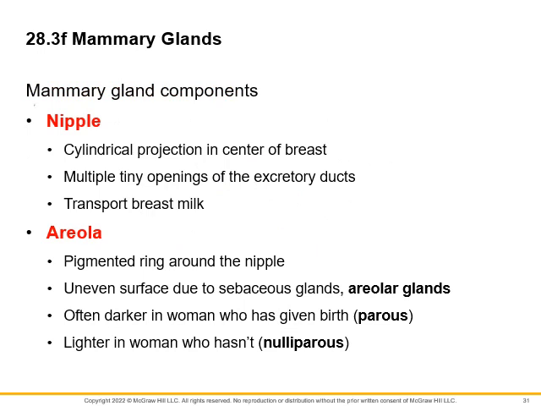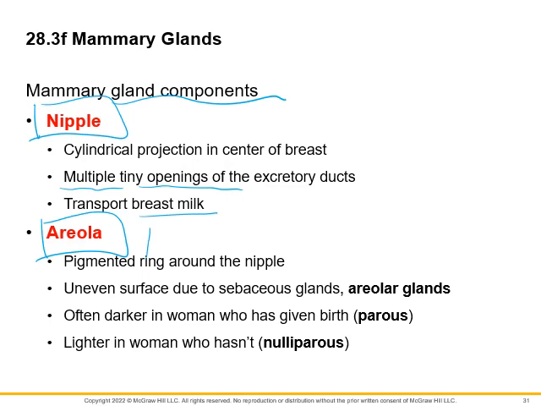For breast or mammary gland components, we have the nipple, we have the areola. The nipple has multiple tiny openings, and this is a way for us to transport the breast milk. And this areola is the pigmented ring around the nipple. So you're going to see lots of sebaceous glands, and it can darken in women who have given birth due to all of the high levels of hormones during the creation of the embryo and the fetus.